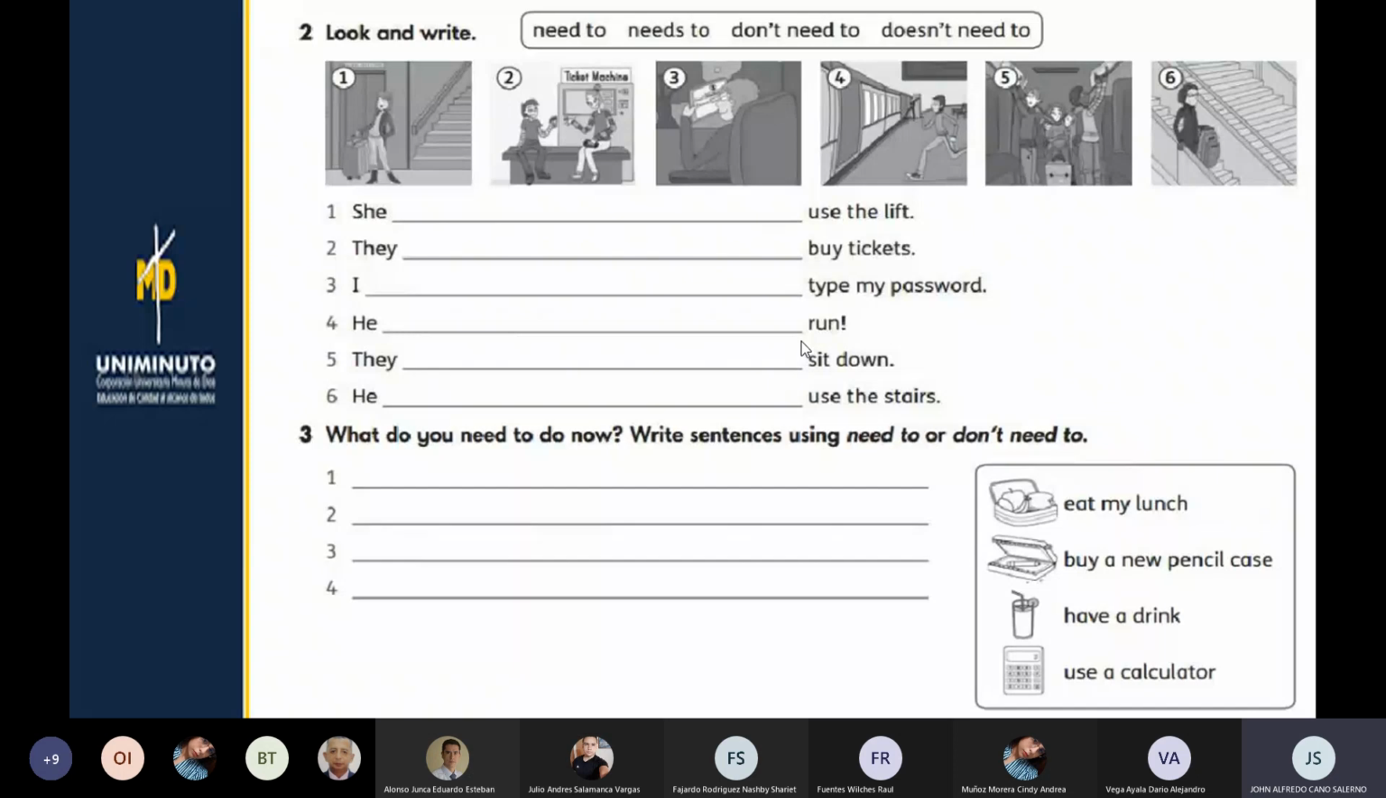Doesn't matter positive or negative. No me interesa si es positivo o negativo. Me interesa la conjugación. From 1 to 6. Tell me.